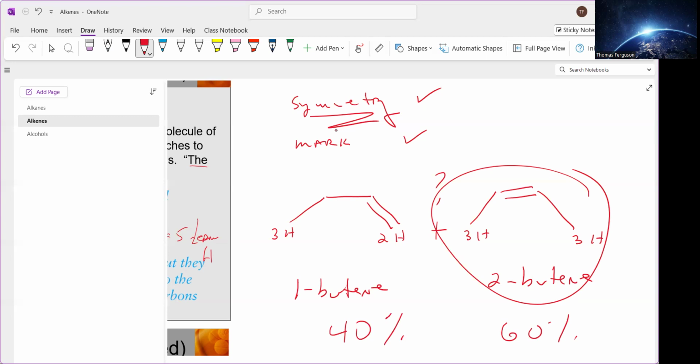60% the one on the right, 40% the one on the left. So always test it two ways. Sometimes you can't tell, to be really honest with you. And in that situation, it doesn't matter which one you circle. I won't give them credit for either one.